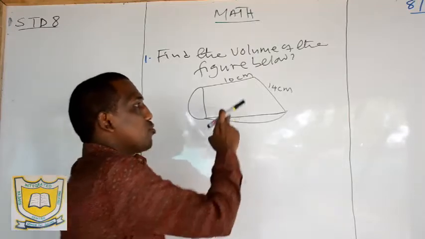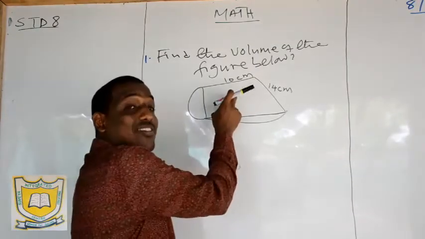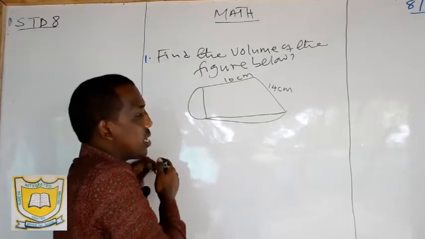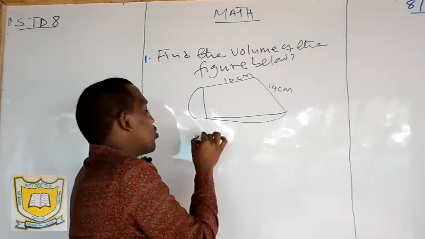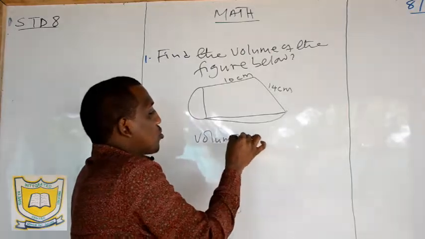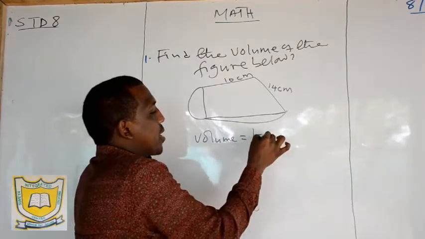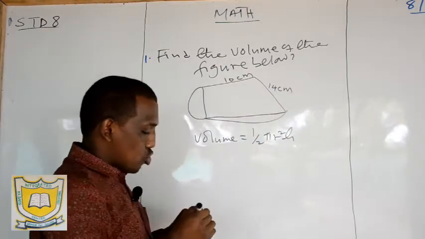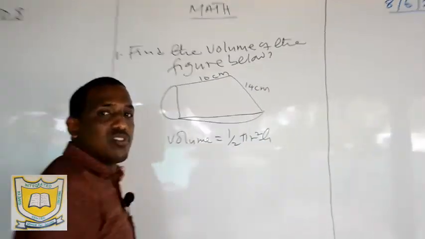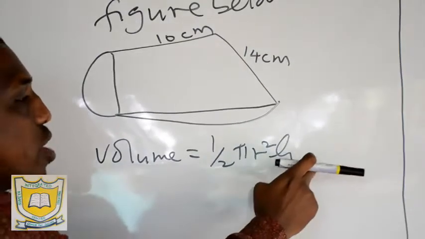So how do we get the volume of this one? We have learned the surface area of this one. Now we want to do when it is volume. So let us get the volume now. Formula now, volume is equal to half by r squared h. That's how we get the volume of this figure of a half solid, a half by r squared h.